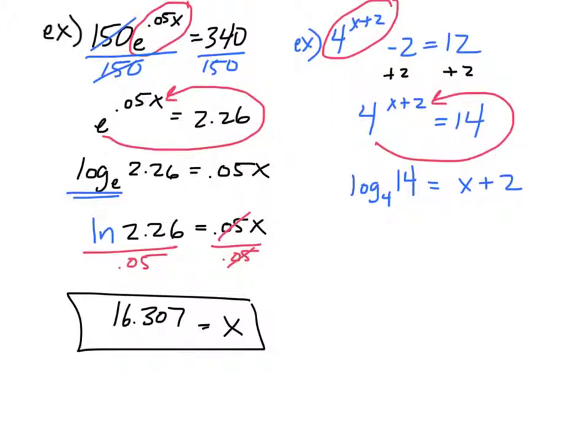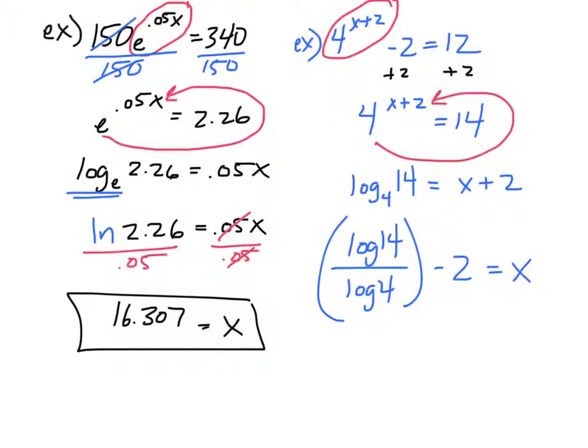Alright, so we just saw how to evaluate this. We're going to evaluate that with change of base. And then to get x by itself, I'm also going to have to subtract 2. So I can use change of base, log of 14 divided by the log of 4. Whatever this is, minus 2 will equal x. Okay, so the minus 2 needs to come later. And that gives us x is about negative 0.096.